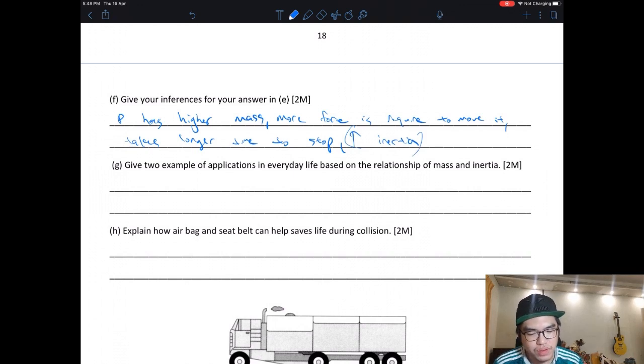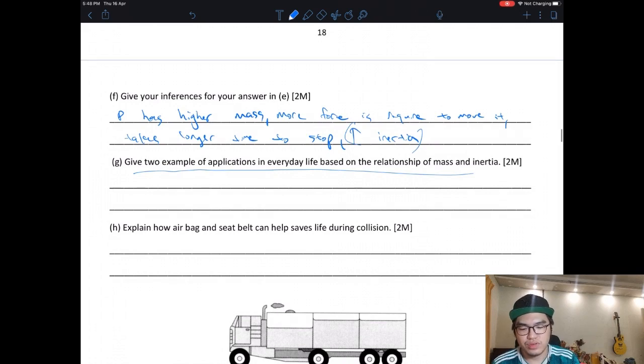Give 2 examples of application based on the relationship between mass and inertia. So where do you do this? Pouring sauce out of a bottle. Drying an umbrella.